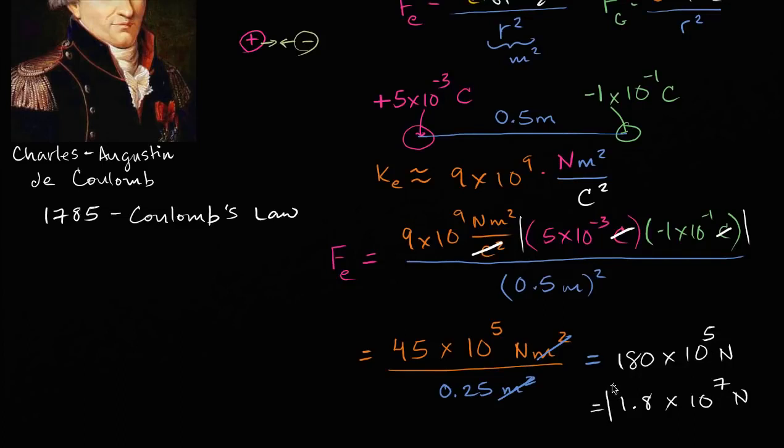This is the magnitude of the electrostatic force between those two particles, and it looks like it's fairly significant. That's because this is a lot of charge, especially at this distance. And the next thing we have to think about, if we want not just the magnitude but also the direction, well, they're different charges, so this is going to be an attractive force on each of them, acting at 1.8 times 10 to the 7th newtons. If they were the same charge, it would be a repulsive force, and they would repel each other with this force. But we're done.